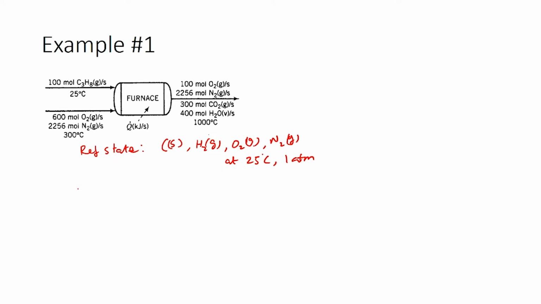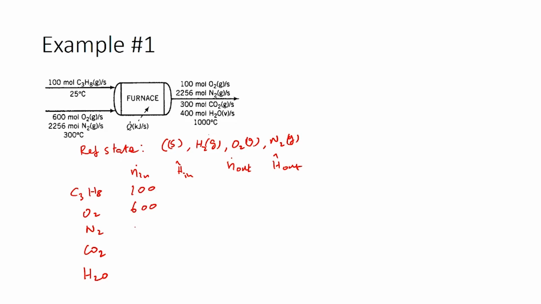Now that we have identified the appropriate reference states, let us start building the specific enthalpy table. So, the substances are the same. You have propane, oxygen, nitrogen, carbon dioxide and water. So, you have N dot, H cap in, you also have N out dot and H cap out. So, the molar flow rates are the same as what we had done earlier. So, it will be 600, 600, 2256 and dash and dash.